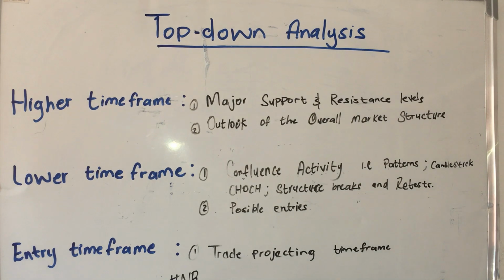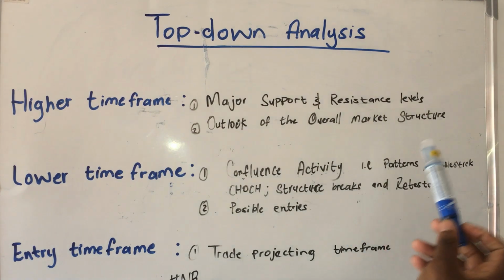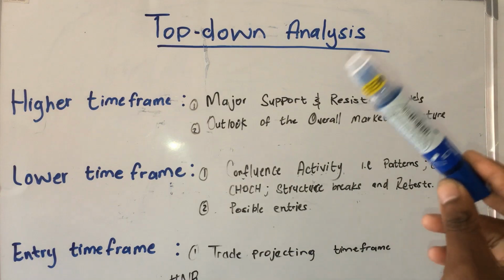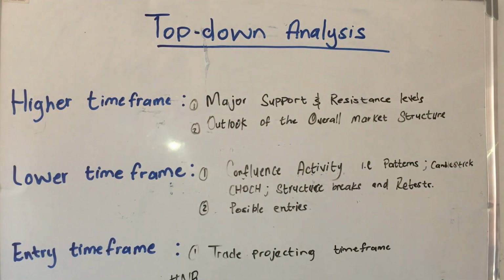So what is it that we're looking for on the second time frame? We're looking for confluence activity. What do we mean by that? We're looking for patterns, candlesticks, change of character, structure breaks and retests, and so on and so on. We're also looking for possible entries.